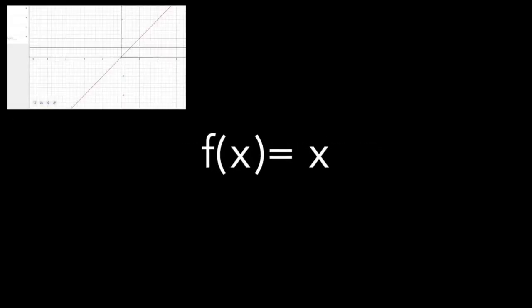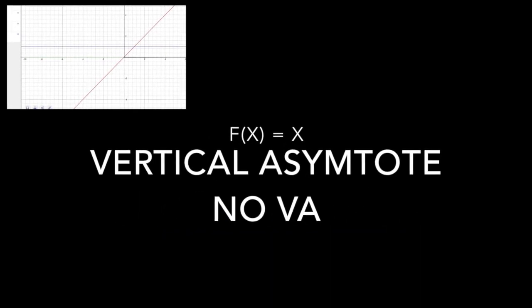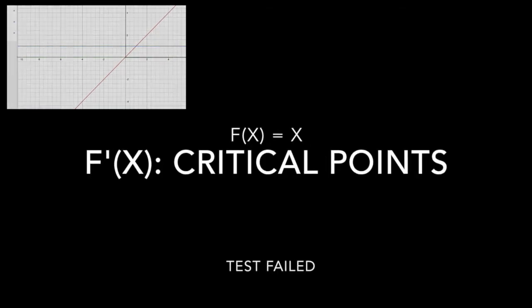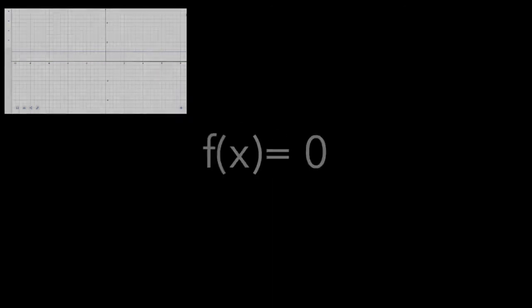For our first example, f of x is equal to x. It would be f of x equals 1, if f of x is equal to 0.